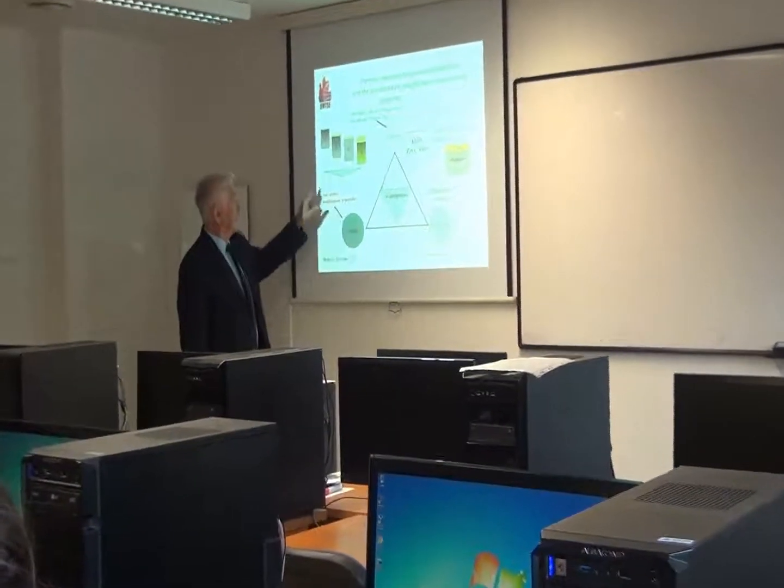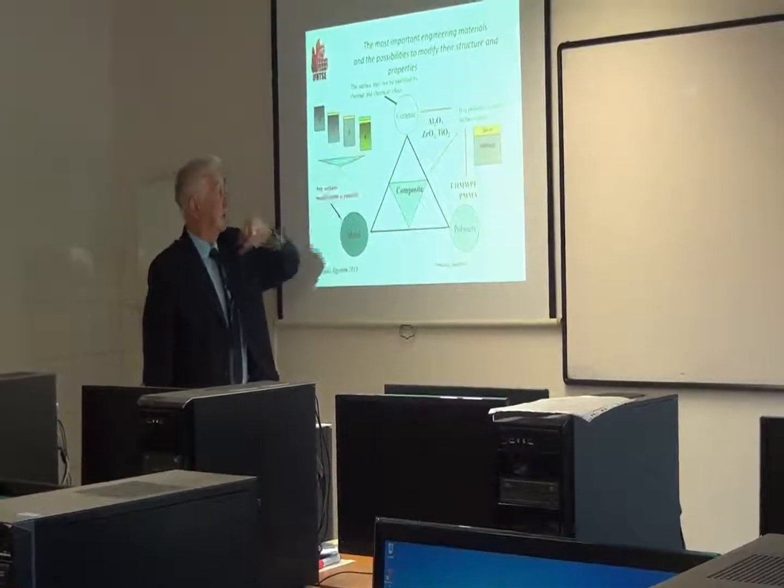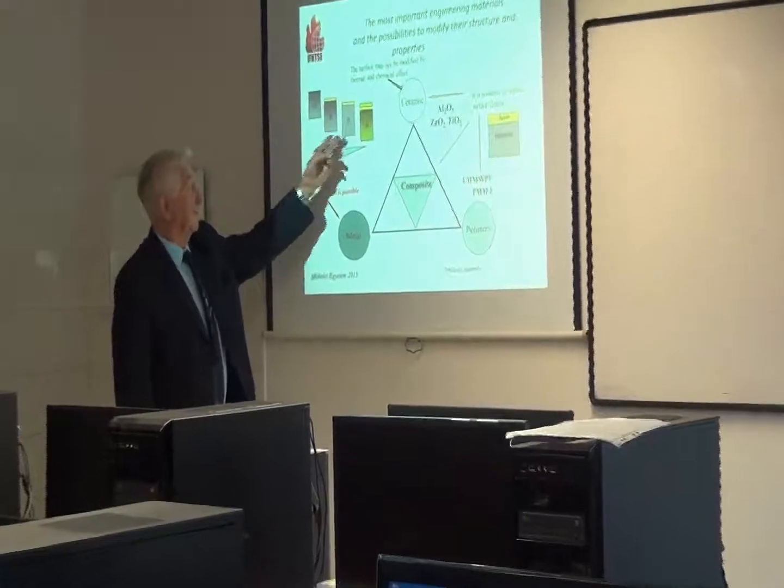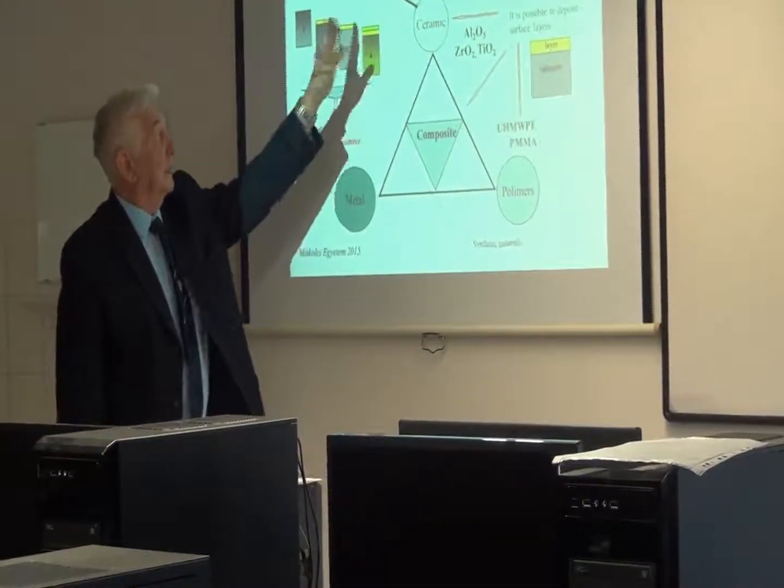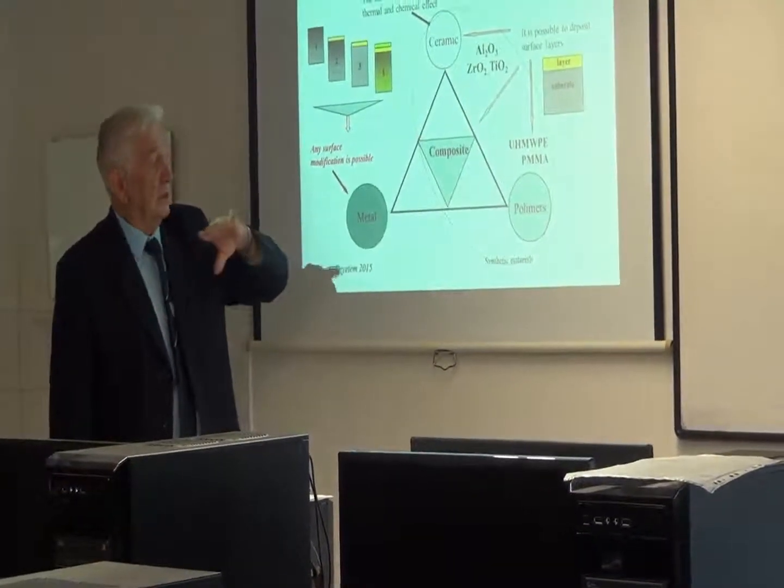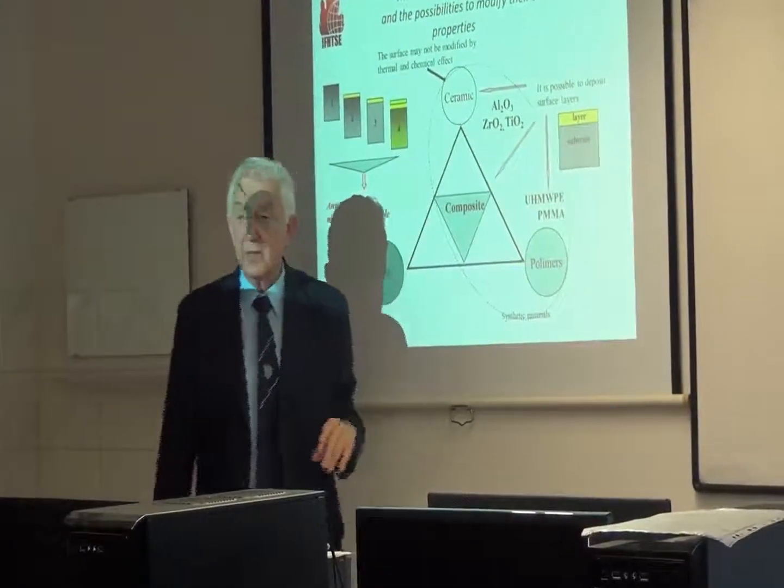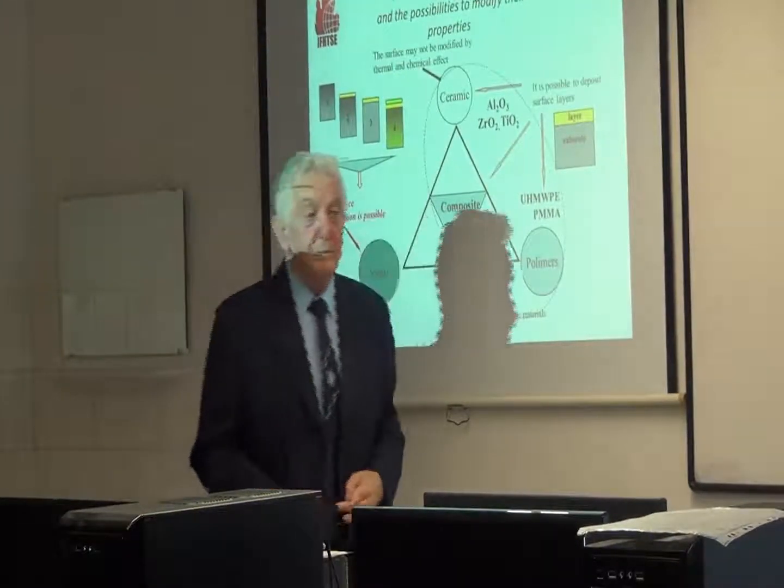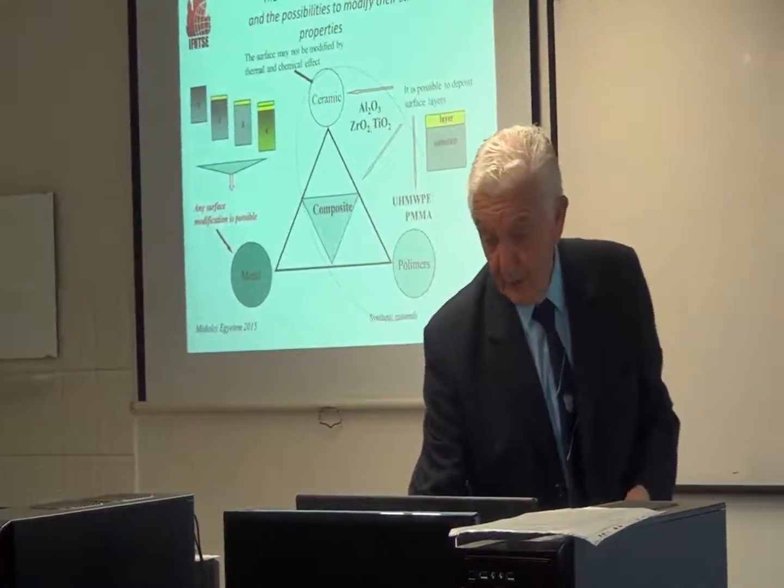Because with metals, any surface engineering, surface modification is possible. And I just have shown here the possibilities for surface modification, but we come back to this. For ceramics, or for composites and polymers, you cannot modify the bulk properties, but you can put surface layers, but the substrate properties remain just as they were produced, as they were fabricated.